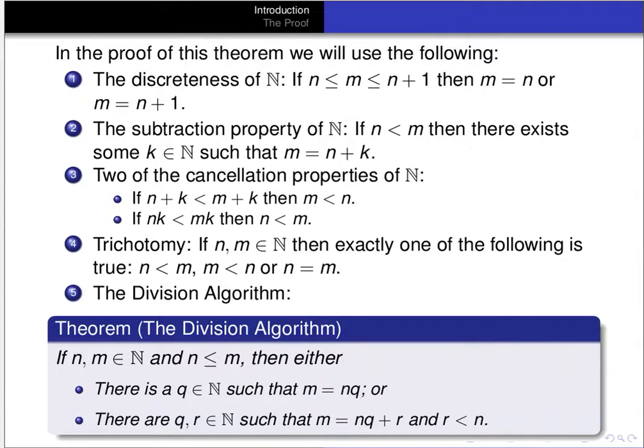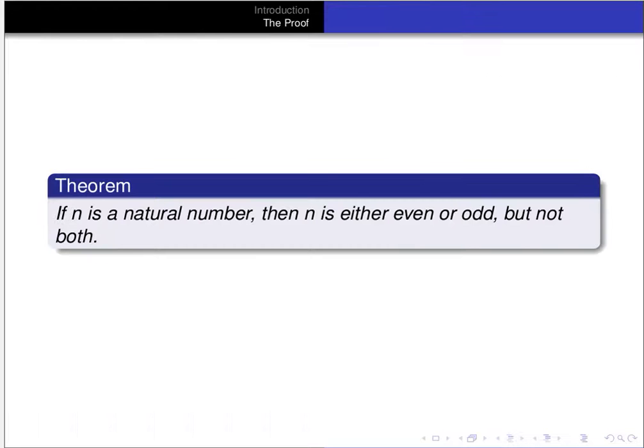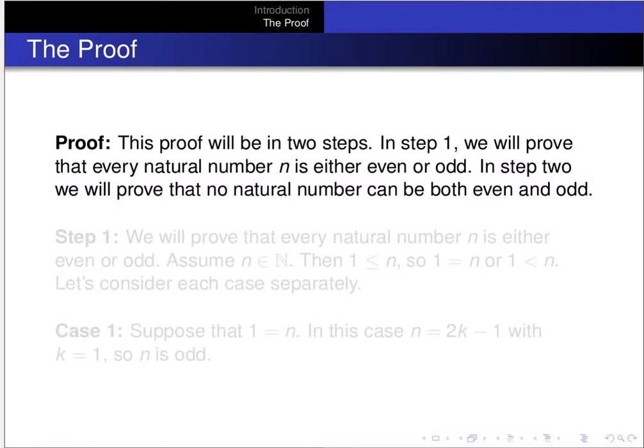So we'll use all these facts when we are proving that every natural number is even or odd, but not both. Okay, so just to restate our theorem before we start proving it, if n is a natural number, then n is either even or odd, but not both. So to start the proof, we'll do it in 2 steps. In step 1, we're going to prove that every natural number is either even or odd. And in step 2, we'll prove that no natural number can be both even and odd.